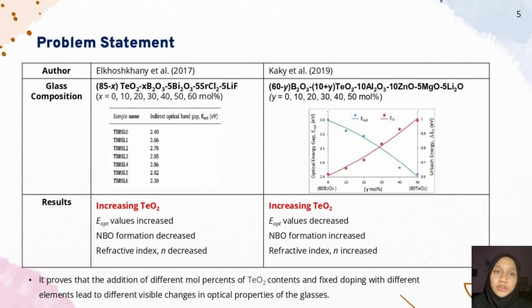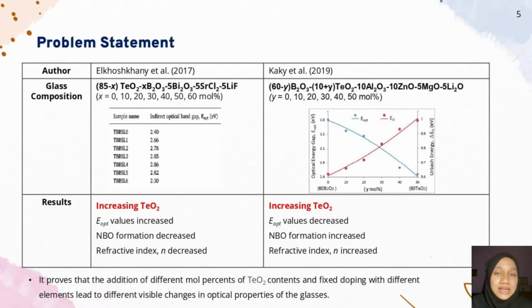So, there are two contradictory results that I have found from previously conducted research. According to Elkoskani et al. in 2019, the findings revealed that the bandgap values increased as the quantity of TeO2 in the glass system increased. This was due to the formation of Te-O-B bridge structures that will alternatively decrease the quantity of NBOs.